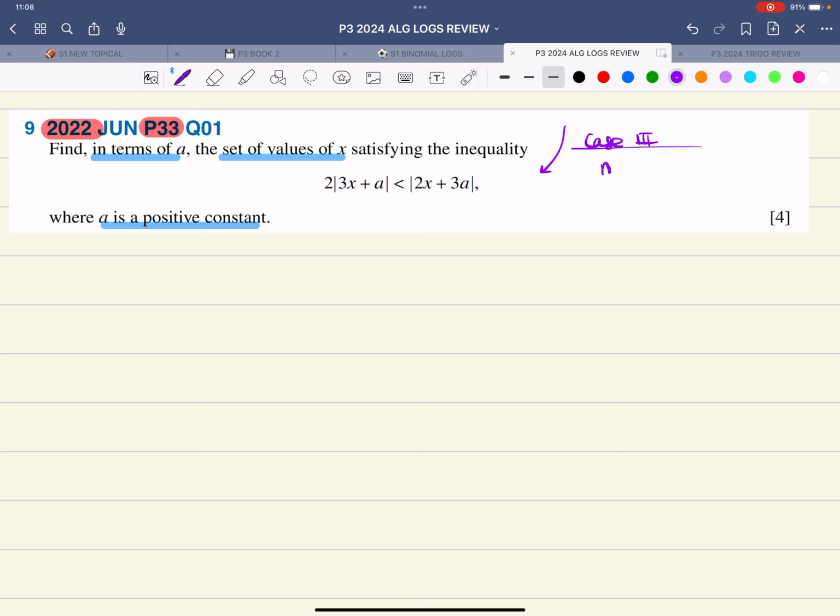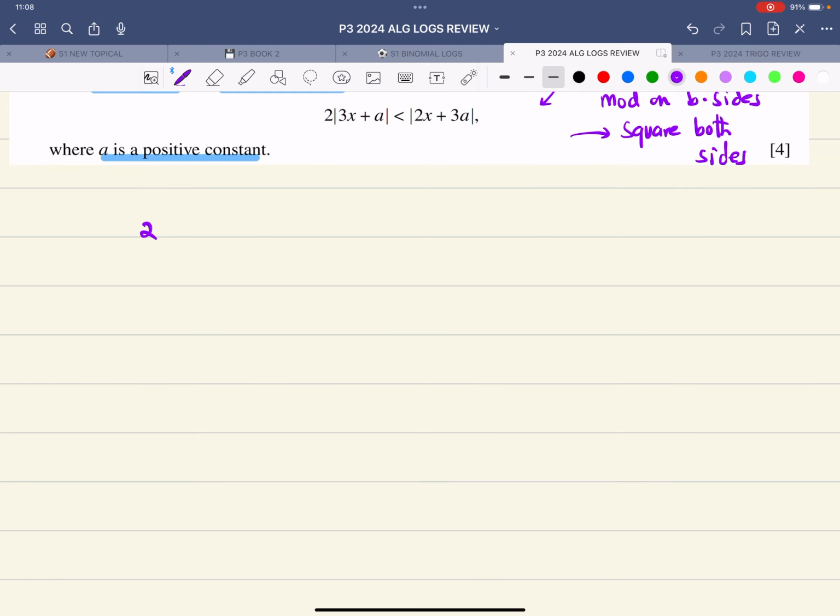That is mod on both sides. And what is the solution? That is square both sides. So now if you square both sides, how will you do it? This is 2 bracket 3x plus a, the whole thing square. Remove the modulus because you're squaring it. Positive remains positive, negative becomes positive. That's the beauty of squaring. It's lesser than 2x plus 3a, the whole thing square.